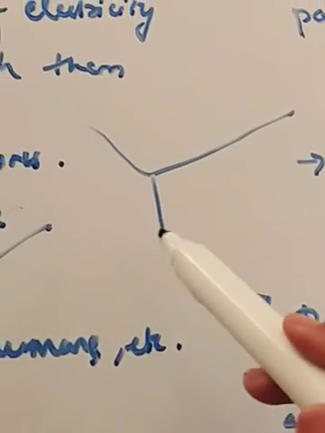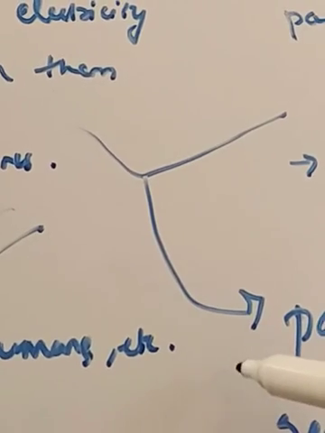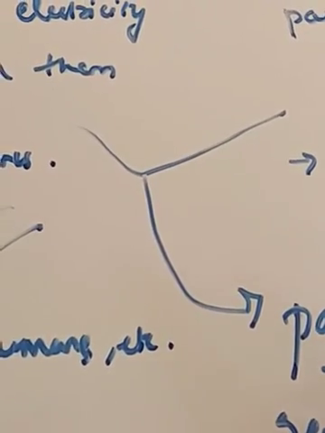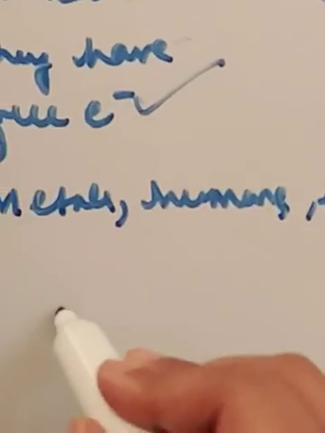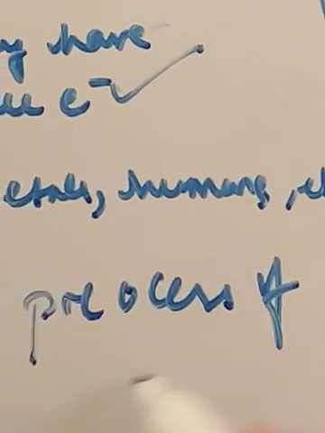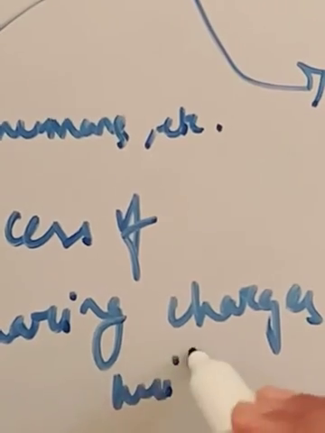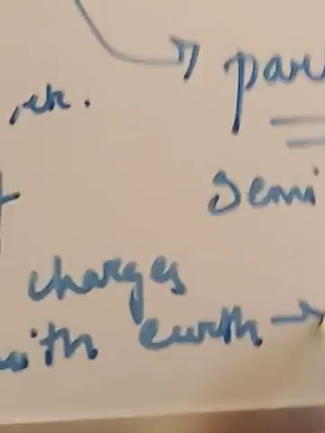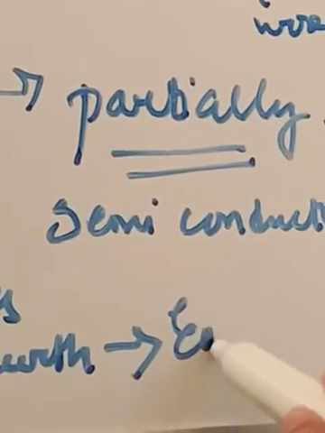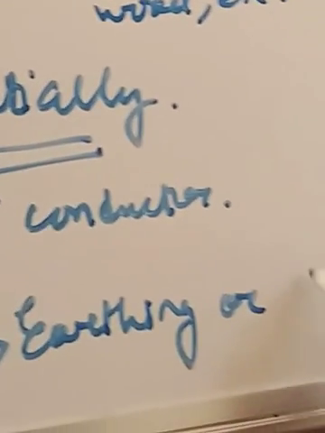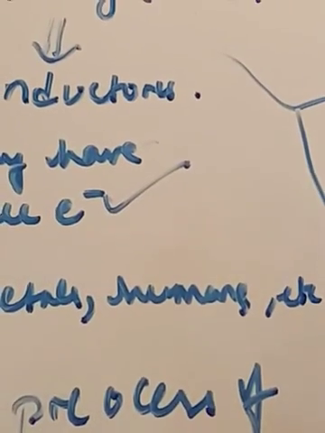Now, the process of sharing charges to pass to ground through connecting conductors such as our body, the process of sharing charges with earth, is known as earthing or grounding. It is necessarily a safety measure for electrical circuits and appliances.